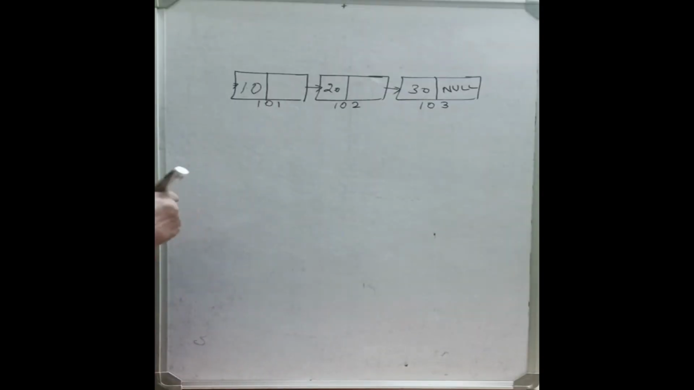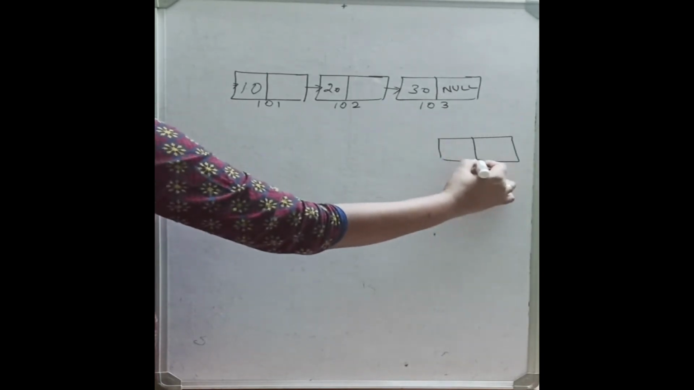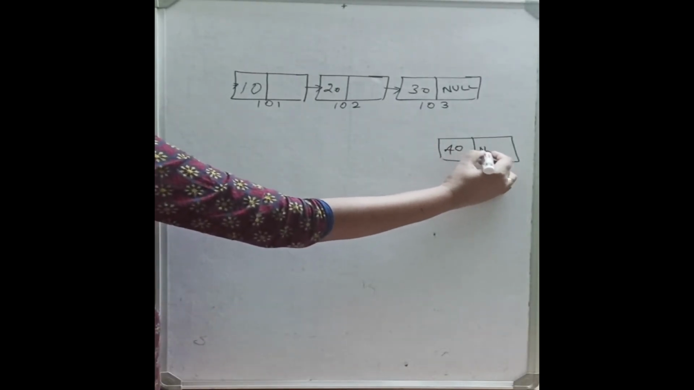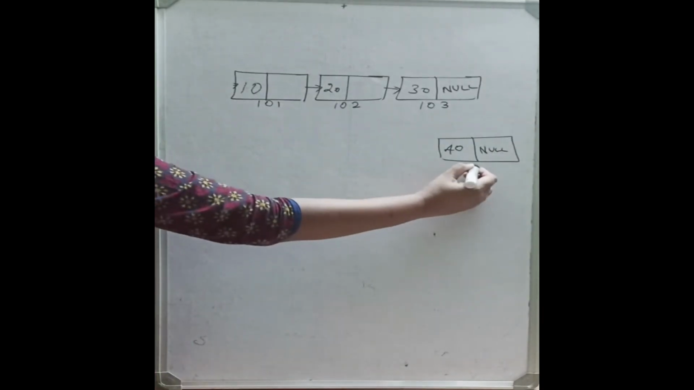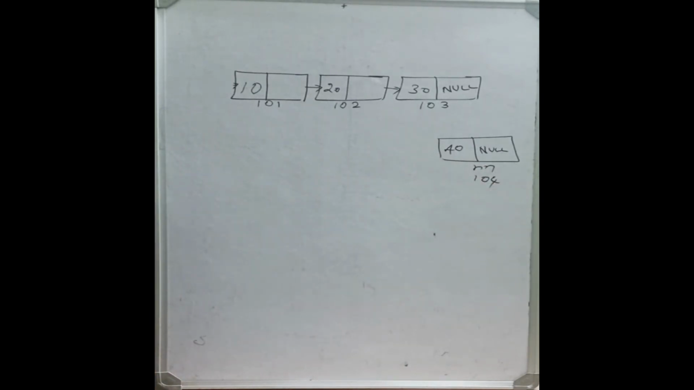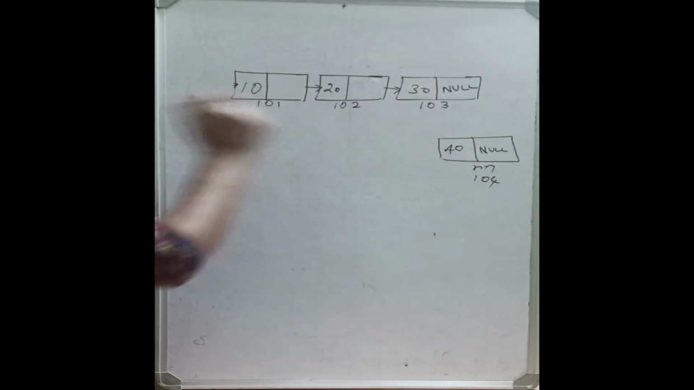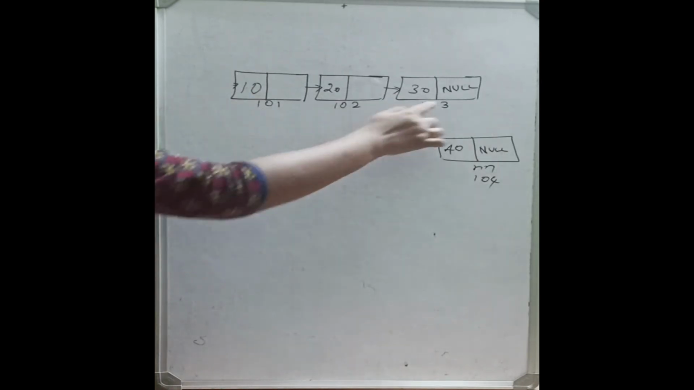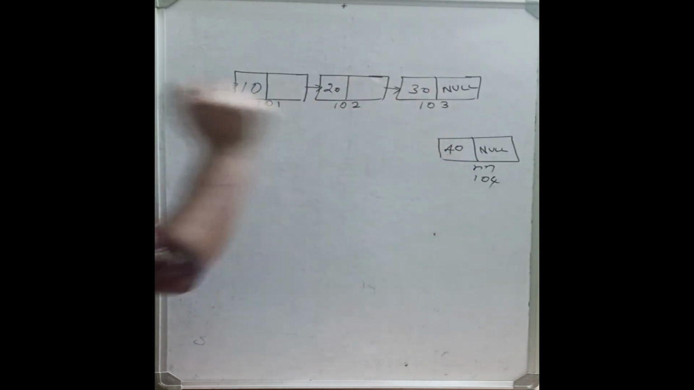Now we are going to insert a new node at the end. This value is 40. In the link field I assign a null value. This is my new node. The address of this one is 104. Now this new node has to come after. This will be the fourth node and I have to indicate this is my last node. But first I have to create a link between this node and this node.